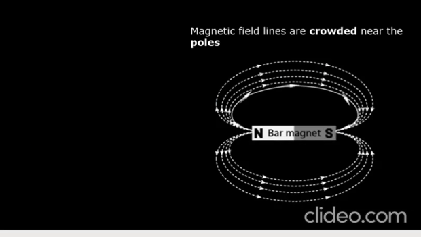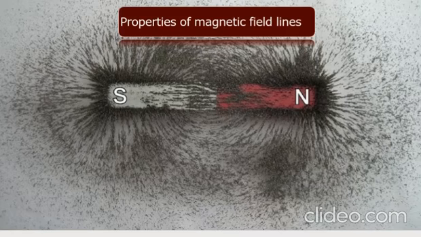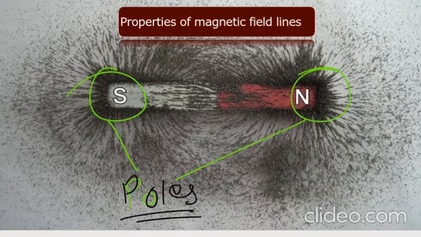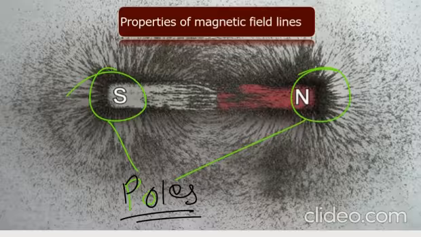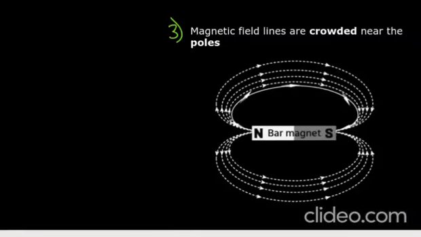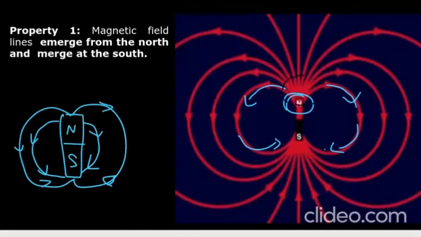Next is property number 3. Magnetic fields are crowded near the poles. I'll show you that iron filings thing again. Can you see this? Can you tell me at which place the iron filings are more in quantity? Here, at these places. What are those? They are nothing but poles, correct? Okay, there were poles. So at the poles there is more quantity of iron filings compared to the remaining place. So that's why all these magnetic fields are always more near the poles. Here also you see in the diagram, see, it's more where?